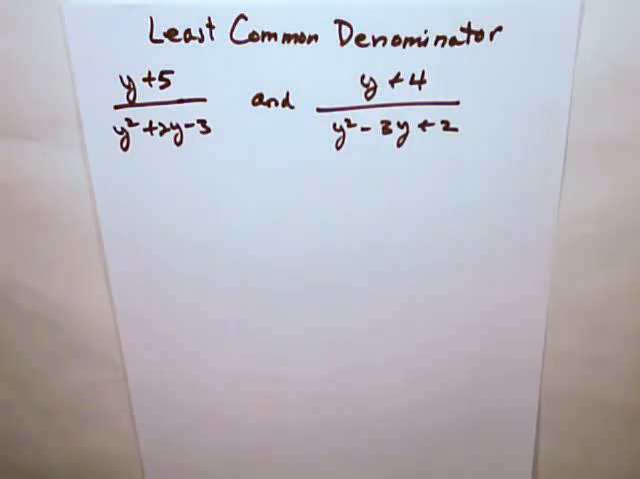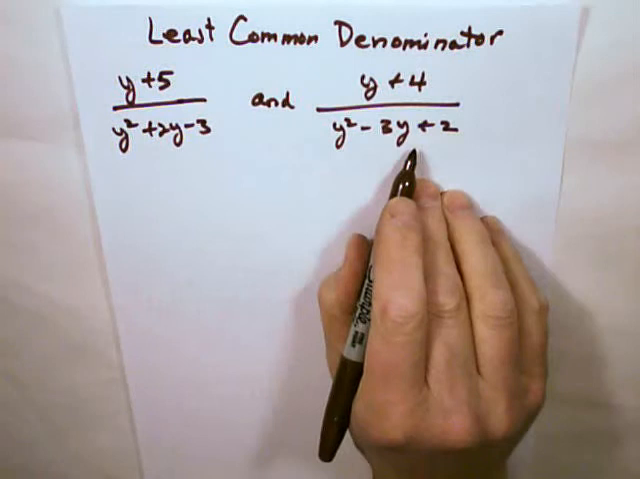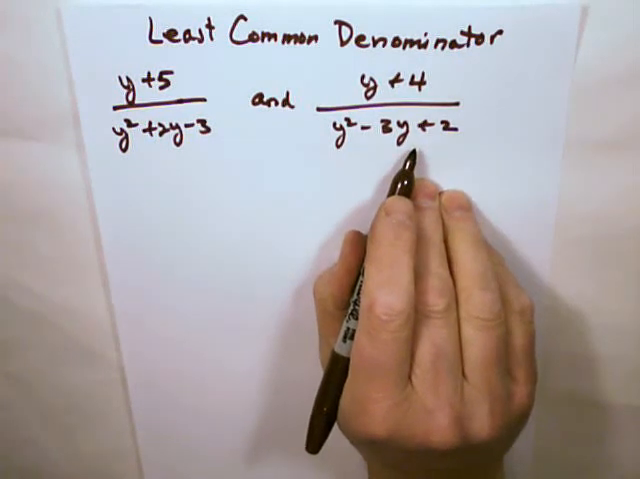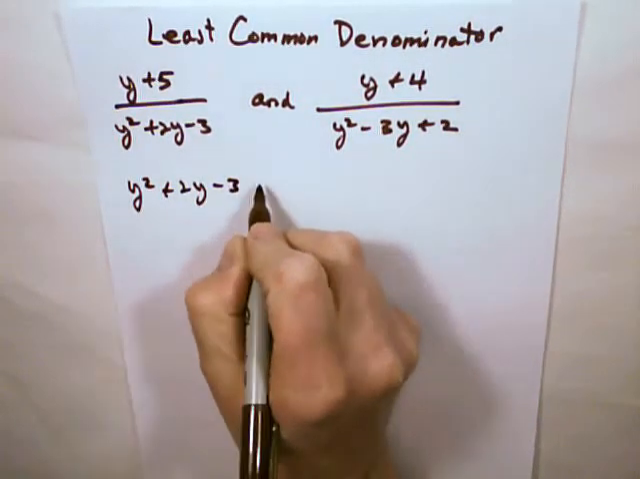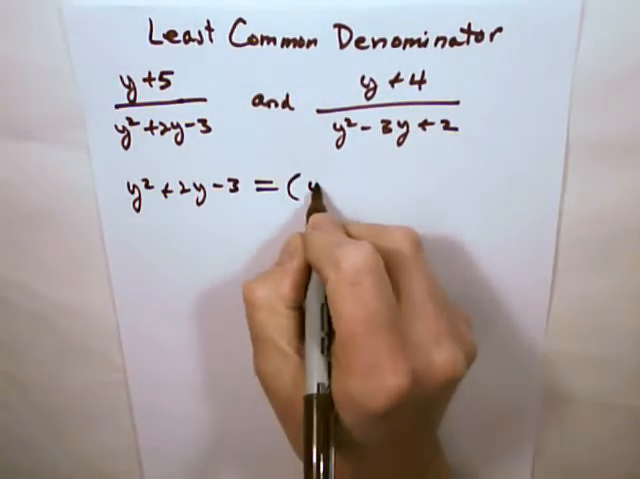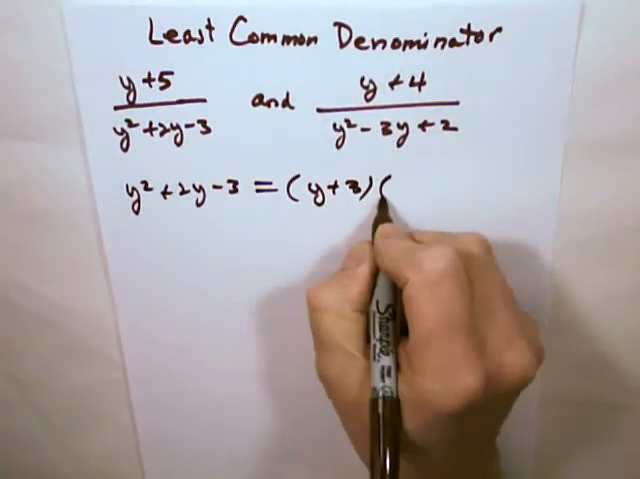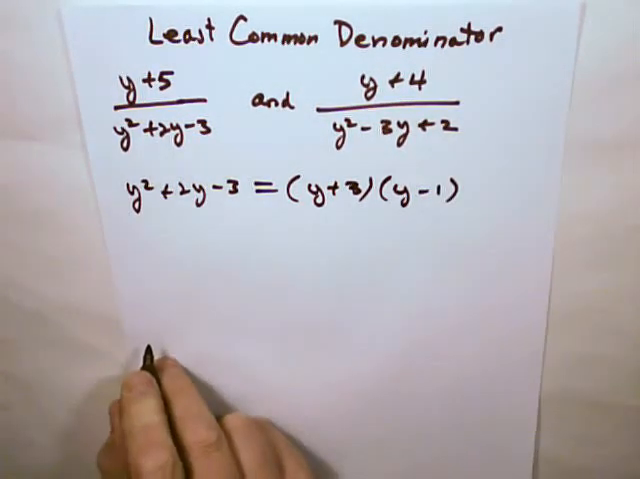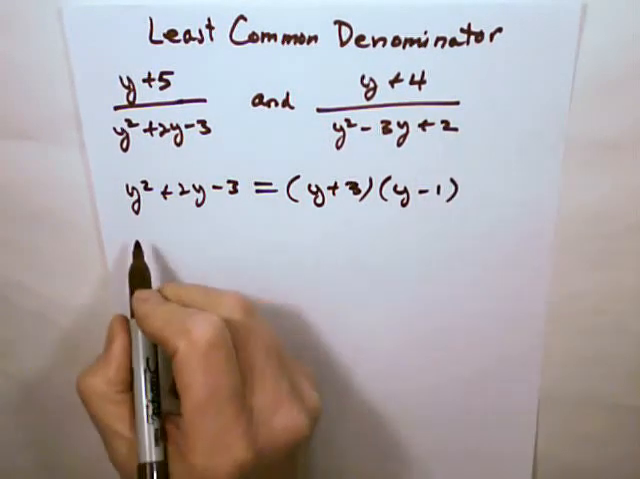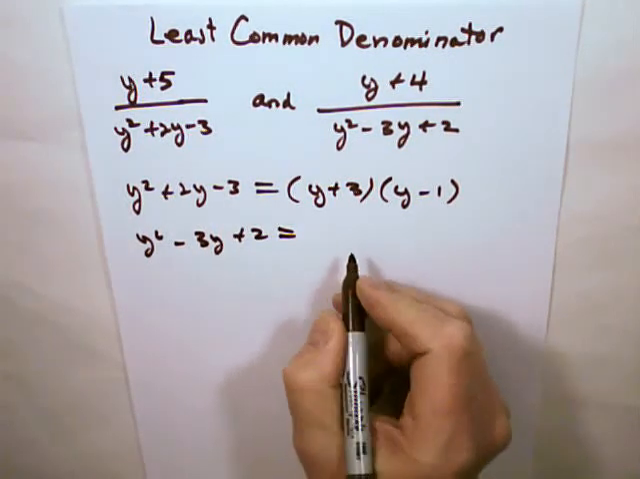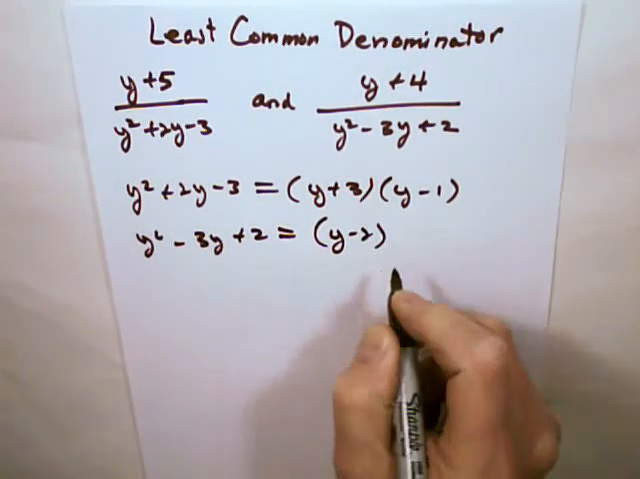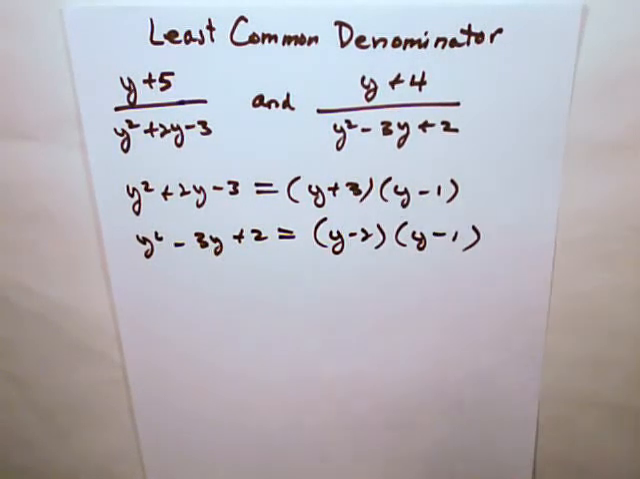All right, now let's go back to our original problem over here. Remember what I did is I took a look at each one of the denominators, and I factored each one of them. So for instance, y squared plus 2y minus 3, if you factor that out, you get y plus 3 and y minus 1. The other denominator, y squared minus 3y plus 2. Again, if I factor that out, I get y minus 2 and y minus 1.